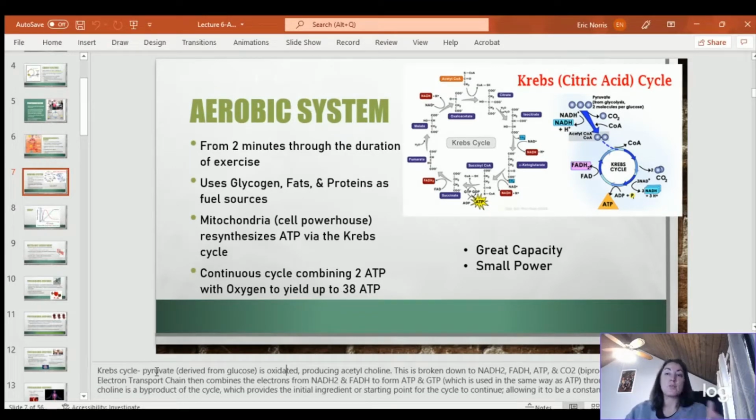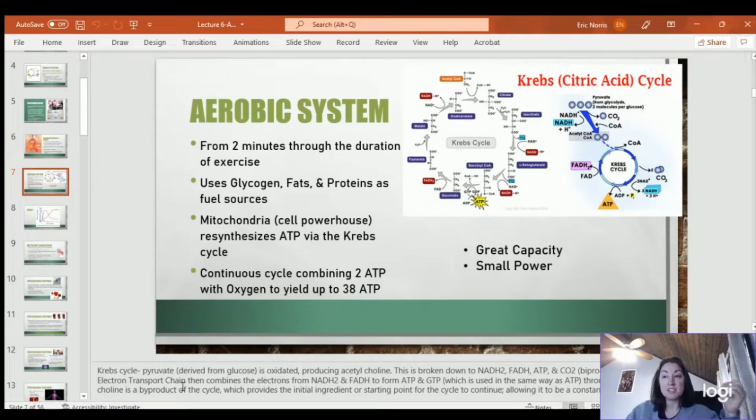But with the Krebs cycle, pyruvate, which is derived from glucose, is oxidized. Oxygen is added to it. It produces acetylcholine, and then this is broken down into several byproducts that release through breathing, like carbon dioxide. Then the electron transport chain combines the electrons from some of these byproducts to form ATP and GTP, which is used in the same way as ATP, and this is through oxidative phosphorylation.